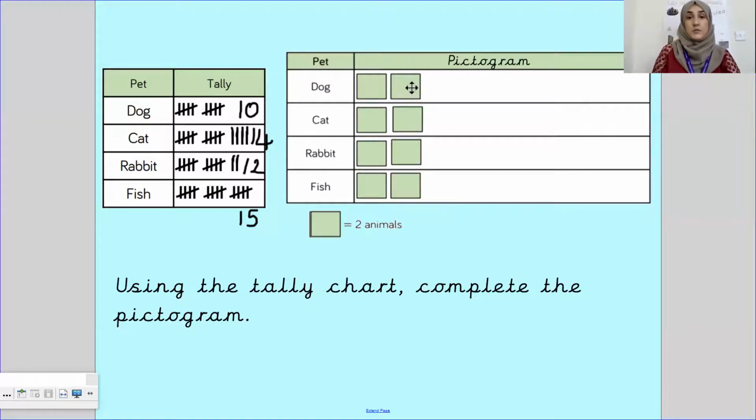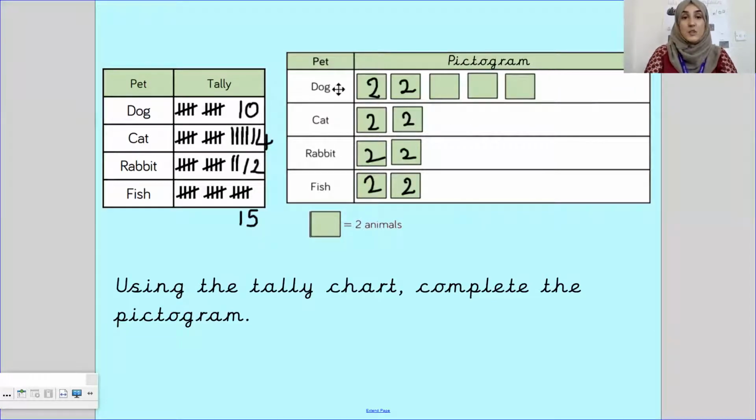Let me write it for you so you've got a good idea. That's 2 and that's 2. I'll write it for all of them so I can just keep adding on. Okay, now there are 10 altogether. 2, 4, 6, 8, 10. Fantastic. I have completed the dogs.